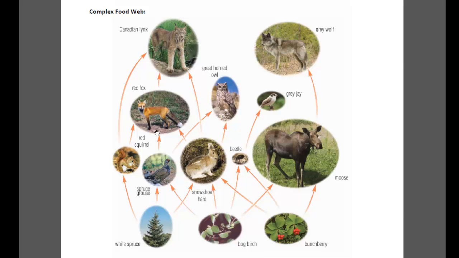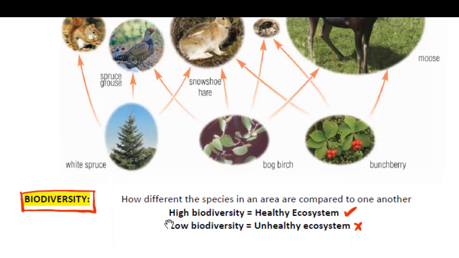So that's how the food webs work. And again, I'm sure you learned all about that in elementary school, but we're reviewing it here in grade 9 as well. Biodiversity is how different the species in an area are compared to one another. How many different types of plants do you have? How many different types of rodents or herbivores? How many different types of carnivores are there? How big and complex is the food web that you've got?